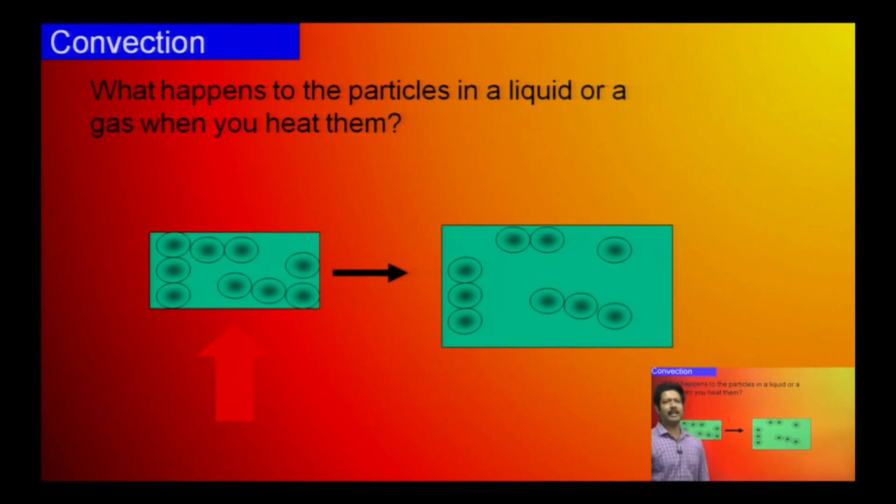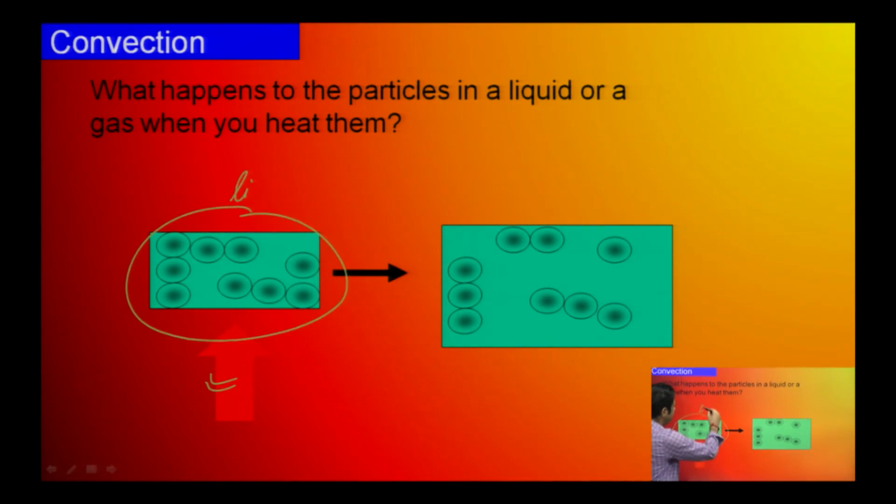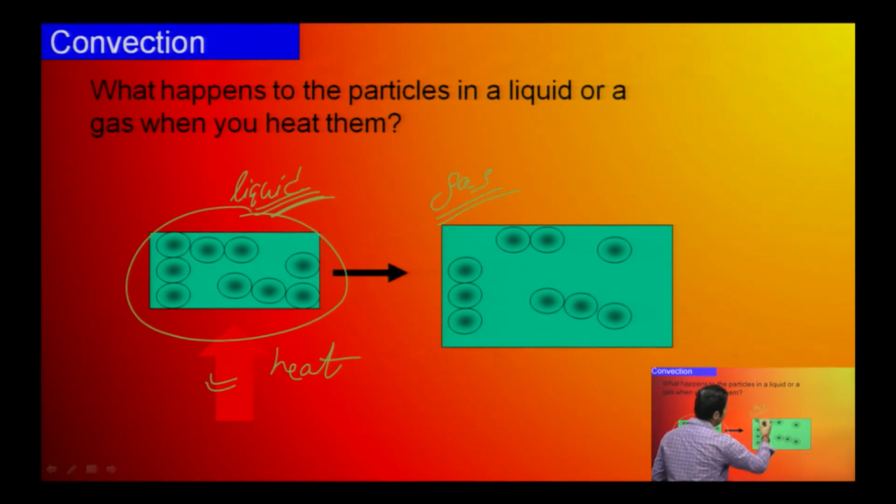And you can see a red arrow below. This arrow is basically heat. This is showing you that this is heat. This is liquid. And once you have heated the liquid, what will it be converted into? It will be converted into gas.